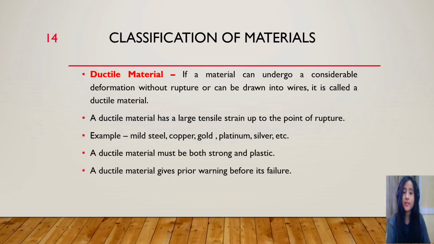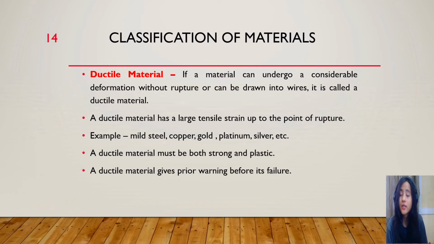Next we have ductile material. To understand what ductile material means, we have to understand what ductility means. Ductility is the physical property of a material associated with the ability to be hammered into thin and stretched wires without breaking, right? A ductile substance can be drawn into wire.